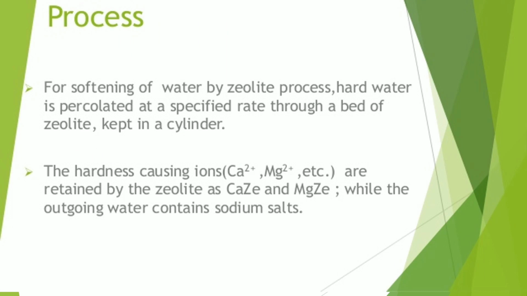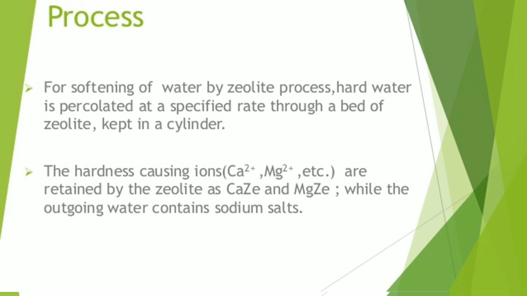Let us study how zeolite is used for softening of water. Hard water which is to be softened is percolated at a specific rate through a bed of zeolite which is housed in a cylindrical unit. Zeolite holds sodium ions loosely, and it can be simply represented as Na2Ze, where Ze represents the insoluble radical framework and Na is the sodium.